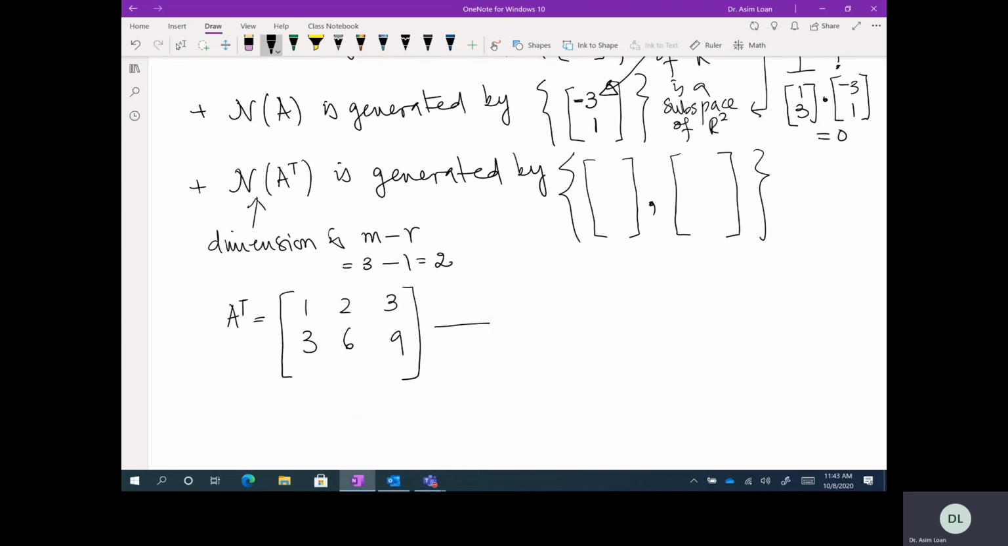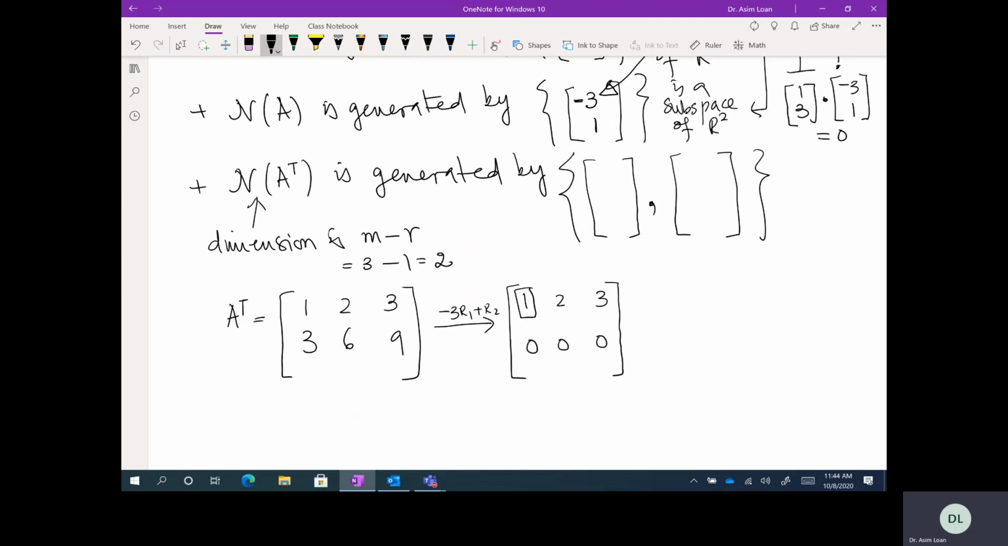1, 3, 2, 6, 3, 9. Then I do minus 3 R1 plus R2. If I do that, I'll get 1, 2, 3. I'll get minus 3 plus 3 is 0. Minus 6 plus 6 is 0. Minus 9 plus 9 is 0. So this is the only pivot.